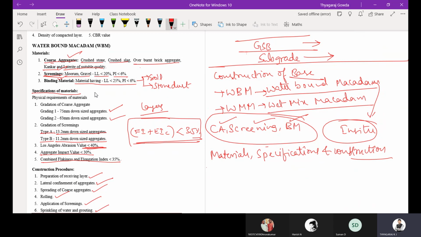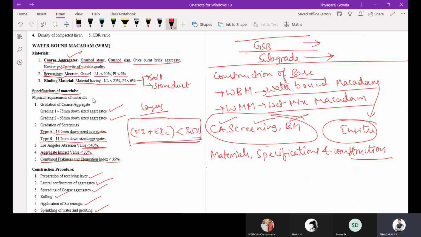And specifications of materials, that is the gradation of coarse aggregates, grading 1 and grading 2. 75 mm and downsized aggregates is used as coarse aggregates. 63 mm and downsized aggregates will be used as one more gradation.